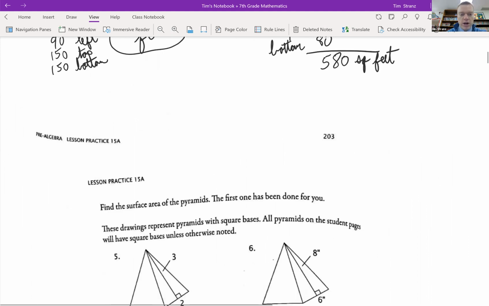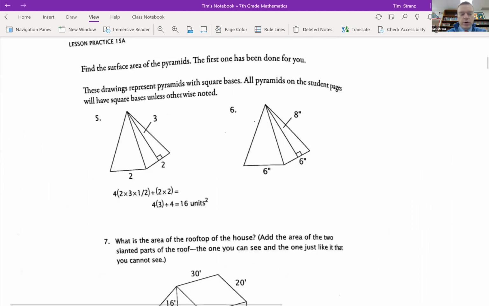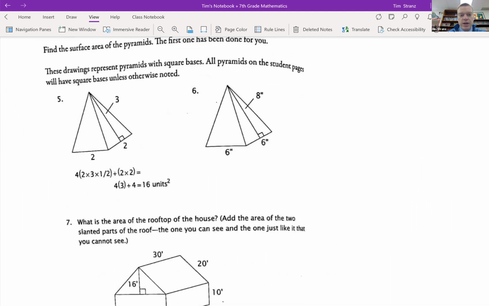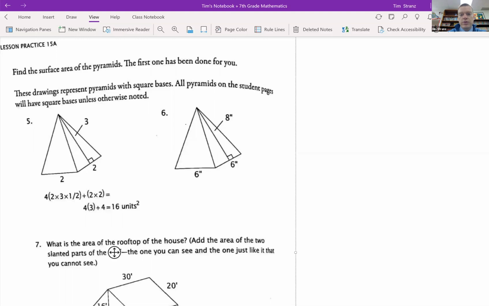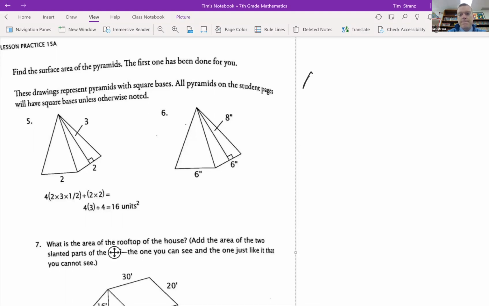Now we're talking about triangles or pyramids, right? Okay, number 5 has been done for us. All right, so looking at number 6, remember that the equation for a triangle, I'm going to write that over here. The equation for a triangle, right, is base times height divided by 2, or base times height times a half.